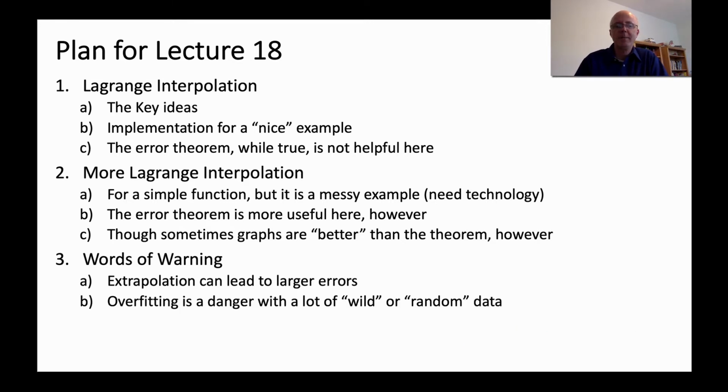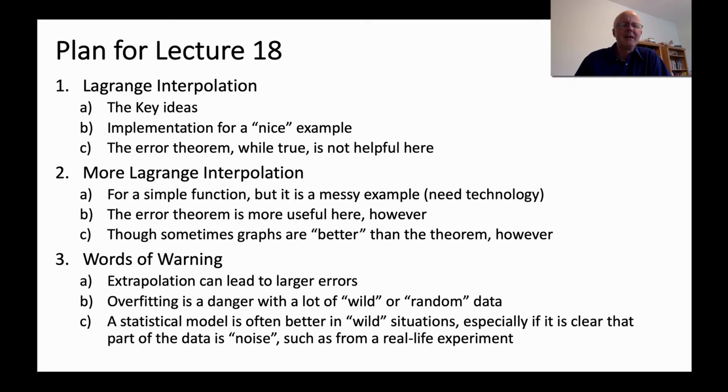A second word of warning, especially when you've got a lot of wild or random data, is to overfit the data. If you've got 100 data points, you could fit it with like a 99-degree polynomial, but that would be kind of nasty for one thing, and it's really overfitting. It's doing more than you should do. A statistical model in those kinds of situations for these wild or random functions is typically better, especially if it's clear that part of the data is from some real-life experiment where there's some noise, perhaps.